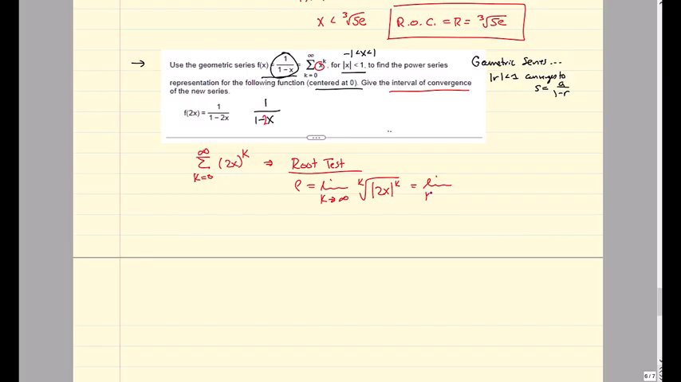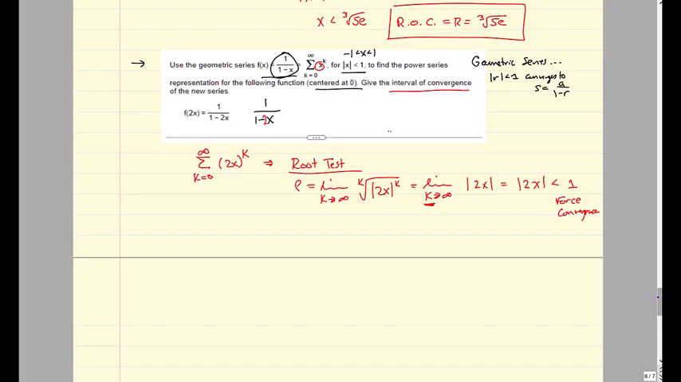So this is equal to the limit as k approaches infinity. The kth root and kth power cancel, and I'm left with the absolute value of 2x. That's a constant, so the limit of a constant is a constant. Now the reason it's a constant is our variable is equal to k. I want to force this to converge, so I set this less than 1, and that's from your formula sheet as well. How do you force a root test to converge? You make sure that this limit is less than 1.